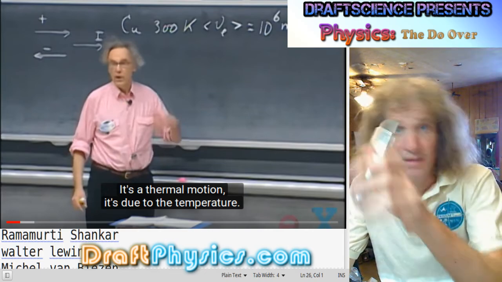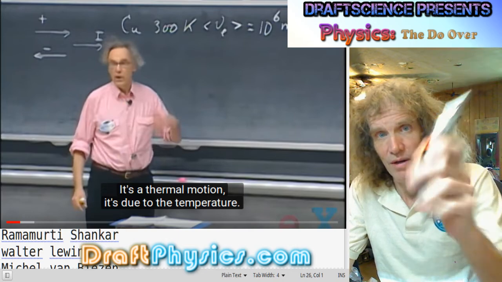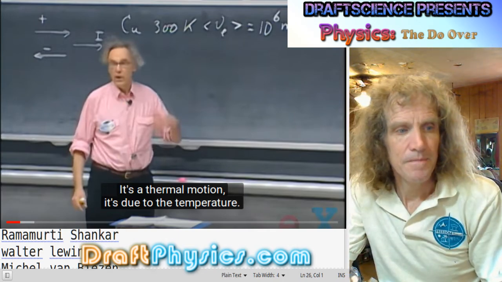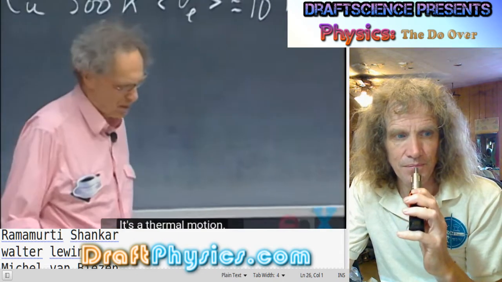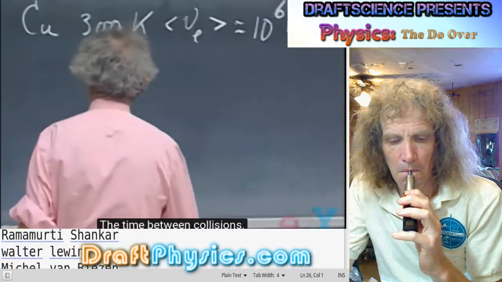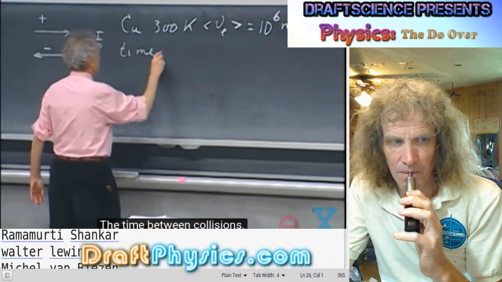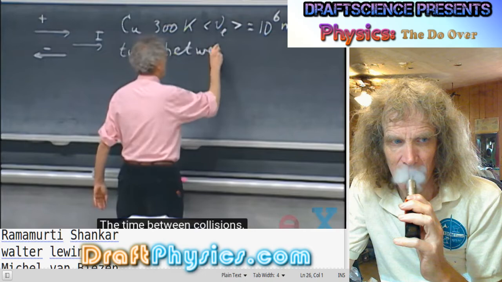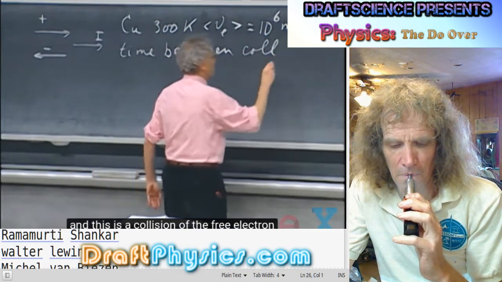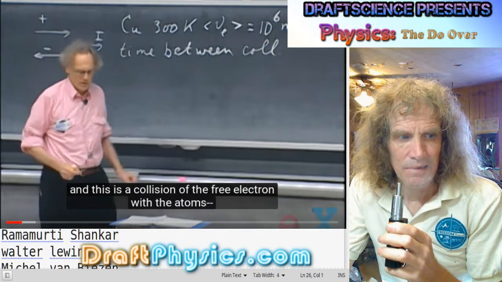There's more this way than there is that way. The thermal motion is due to the temperature. The time between collisions, between the collisions, this is the collision of the free electron with the atoms.